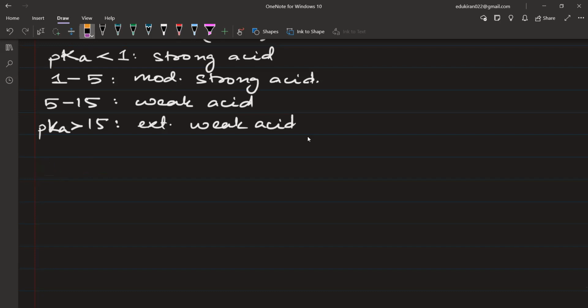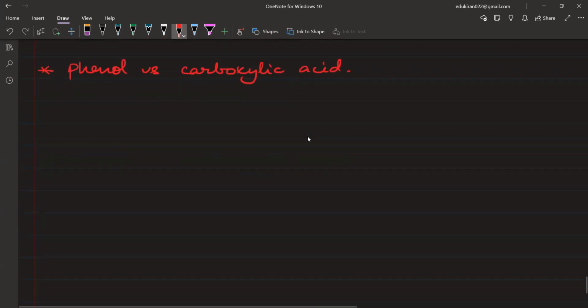देखिए, एक कंपैरिजन है आपके पास फिनॉल वर्सेस कार्बोक्सिलिक एसिड, which is going to be more acidic. ठीक है, तो यहाँ पे देखिए phenol and carboxylic acid.